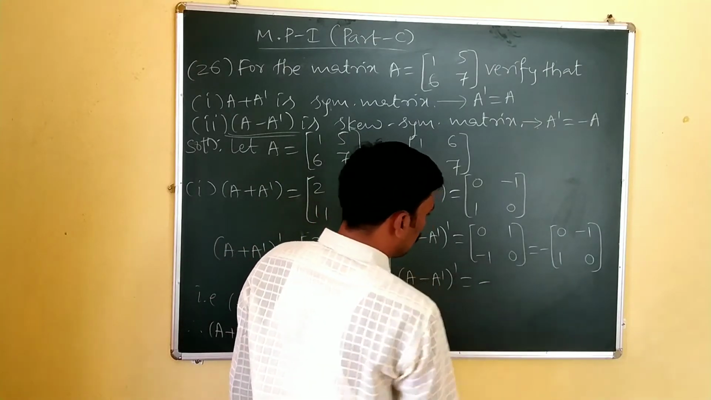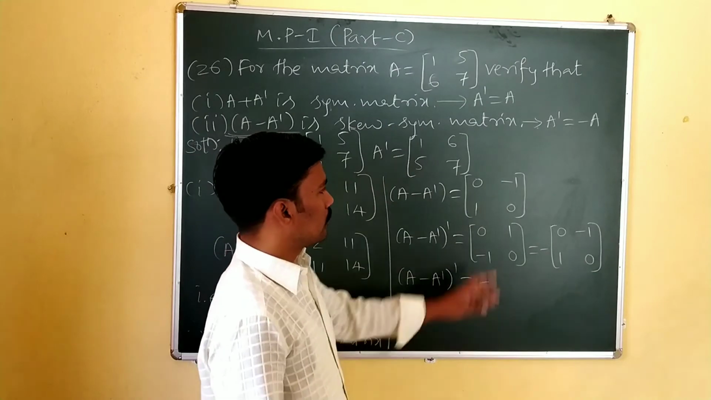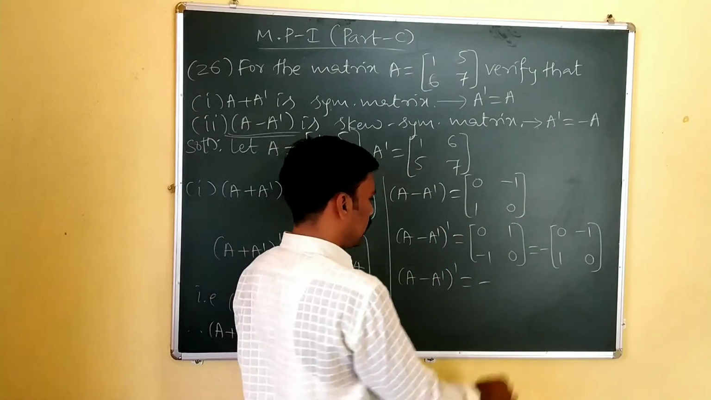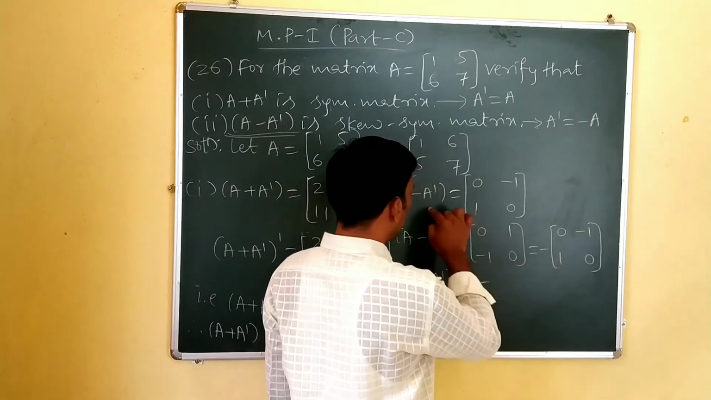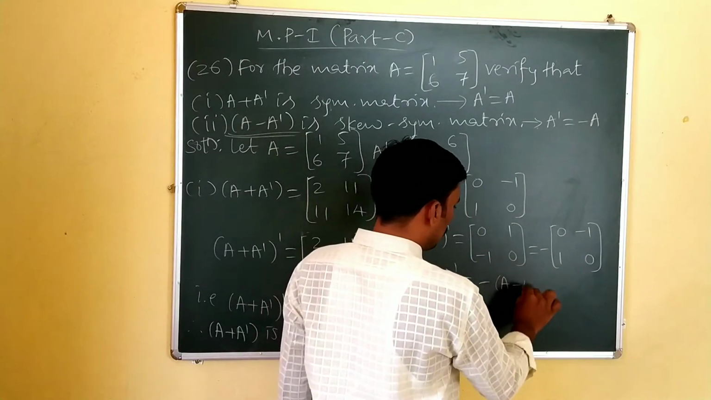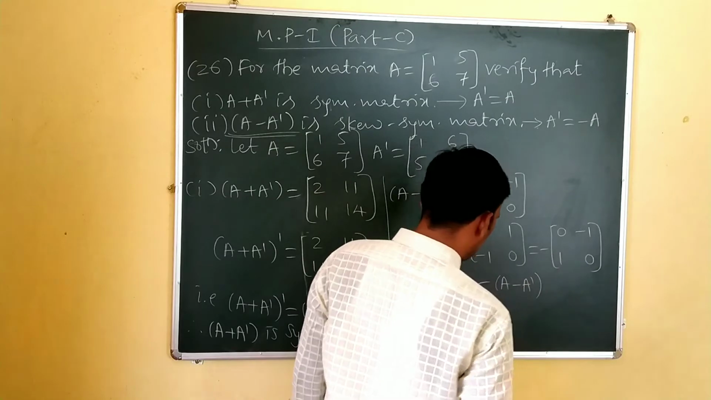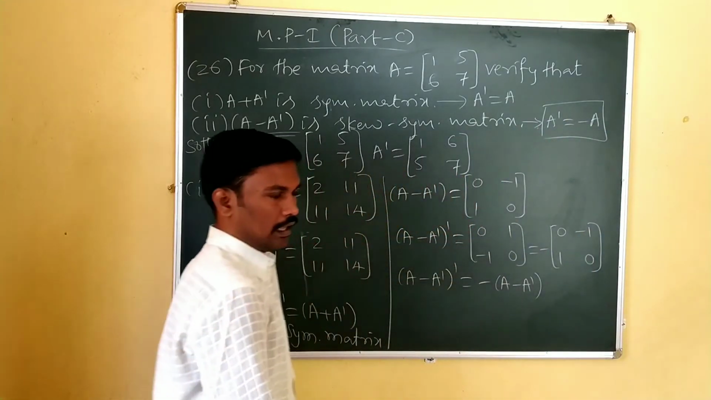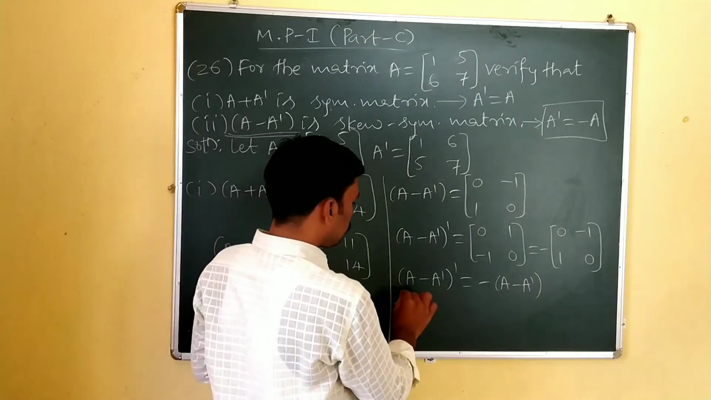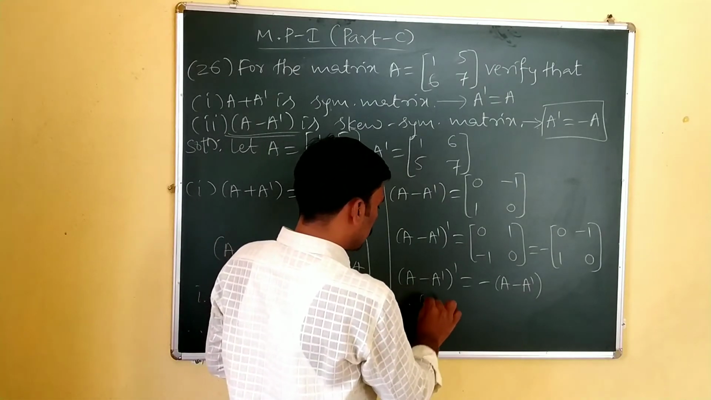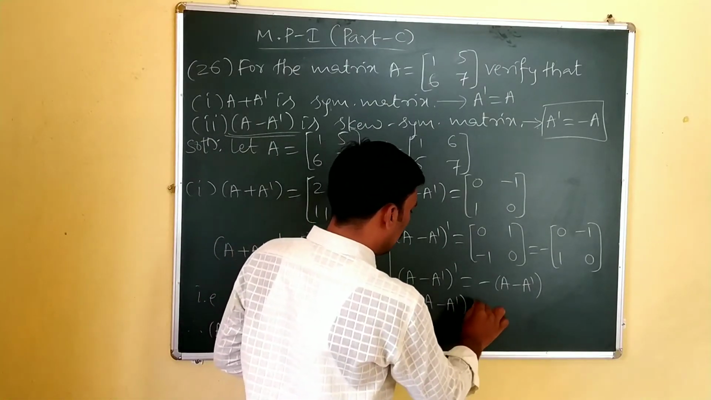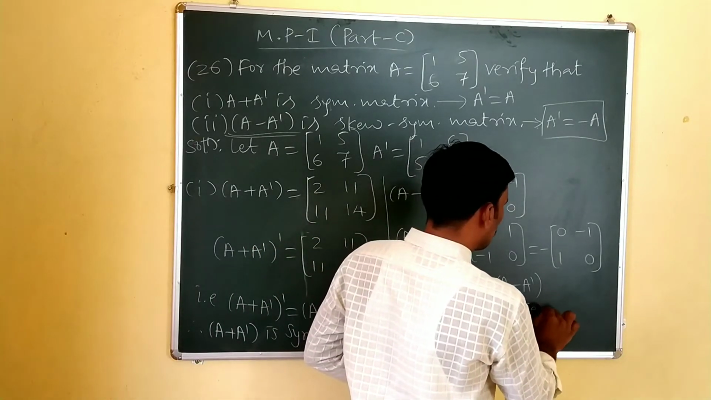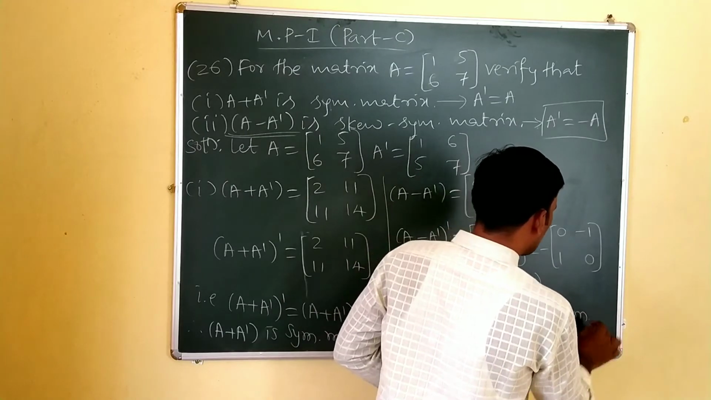So this negative sign as this. 0 minus 1 1 0. 0 minus 1 1 0. That is nothing but what? A minus A dash. Replace this matrix by A minus A dash. So that is nothing but what? A dash is equal to minus A. Therefore, A minus A dash is a skew symmetric matrix.